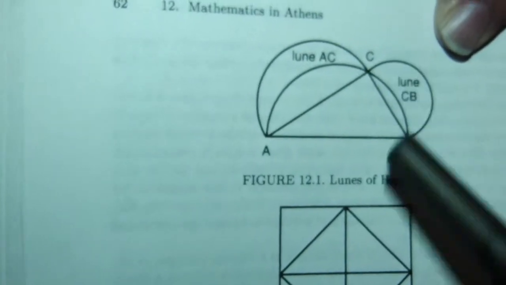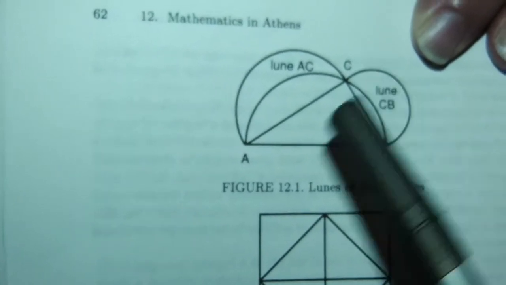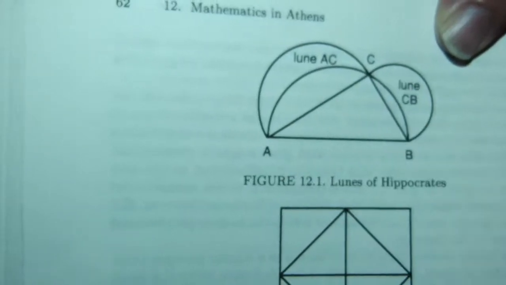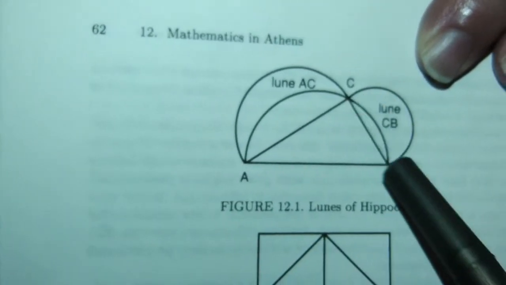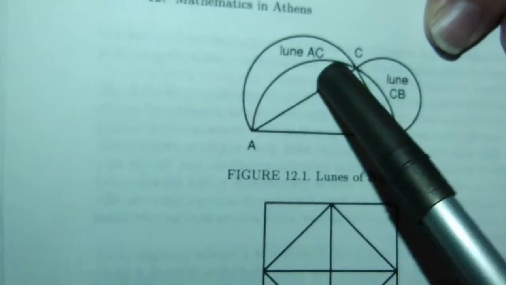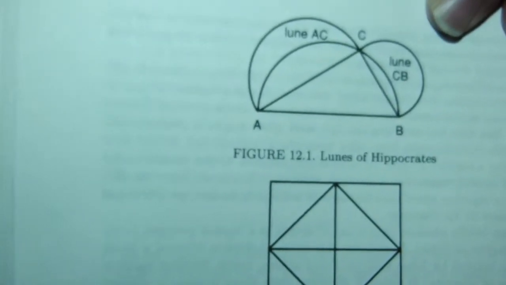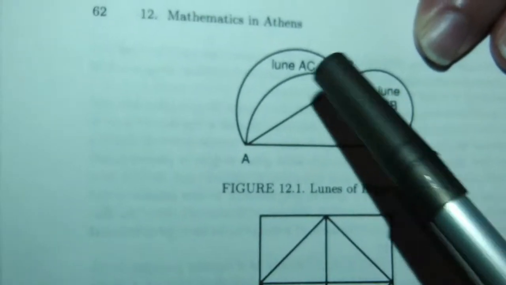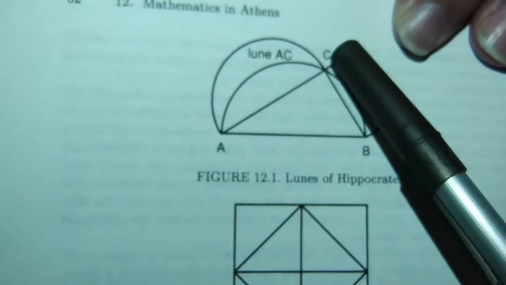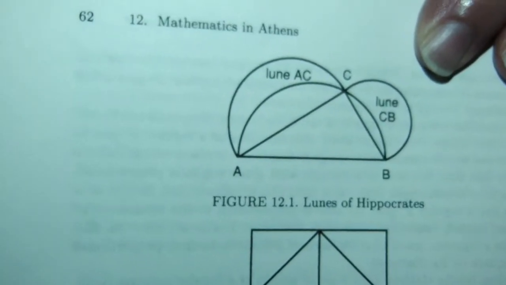Well, how can I do that? Since I know that AC squared plus BC squared is equal to AB squared, and since I know that this large semicircle is proportional to the square on its diameter, and so are these smaller semicircles proportional to the squares on their diameter, what I know is that if I subtract off this overlap, the area I'm left with is the area of the triangle. But I know how to compute the area of the triangle. So the sum of the area of the lune of AC and the lune CB, that sum has to be equal to the area of the triangle.